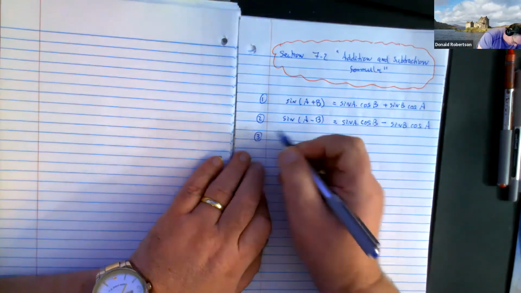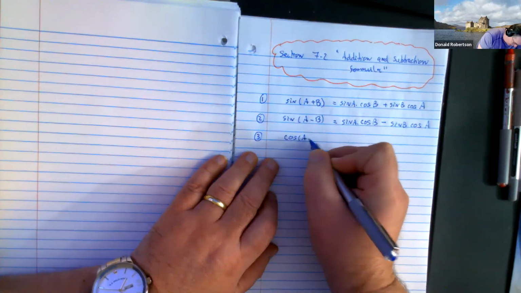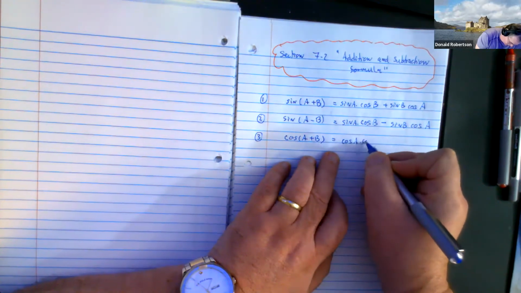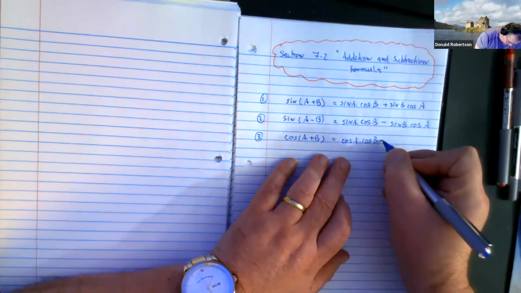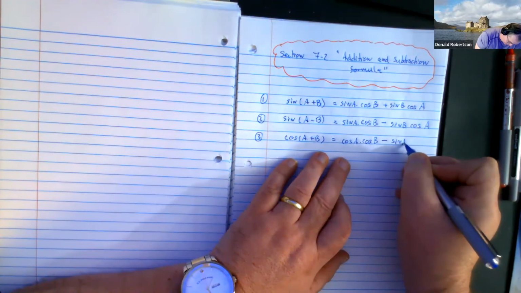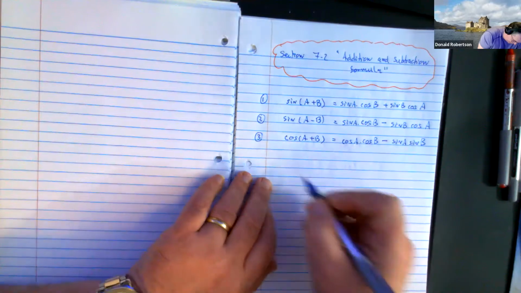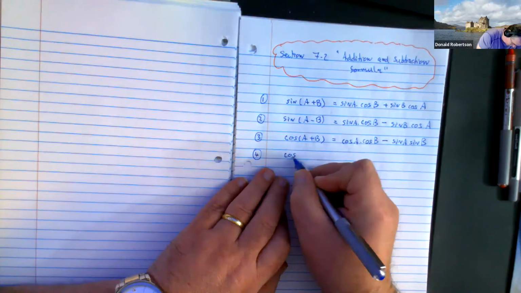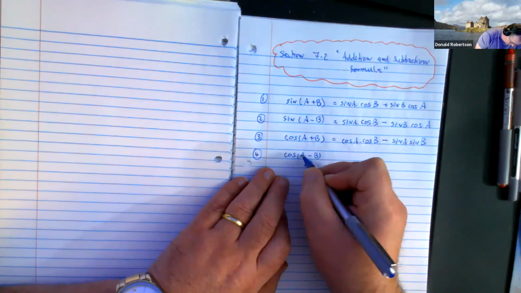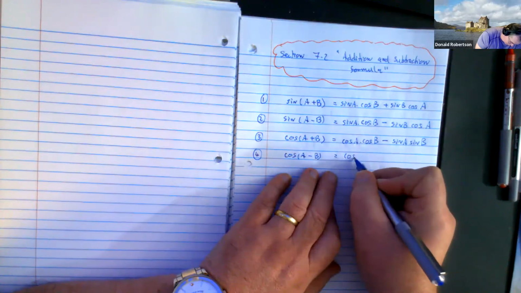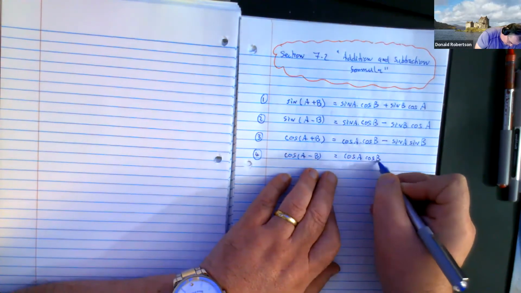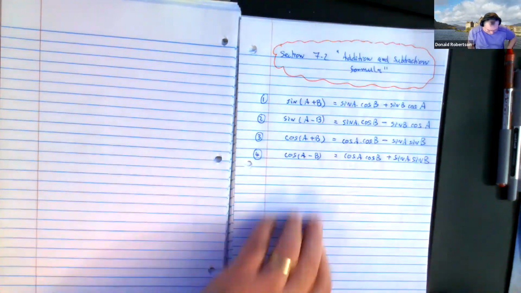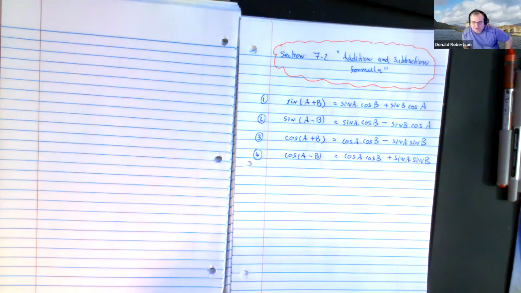Now we'll do the cosines. You have the cosine of A plus B, and that's going to be cosine A times cosine B, take away sine of A, sine of B. And the cosine of A take away B is going to be cosine A cosine B plus sine of A sine of B.